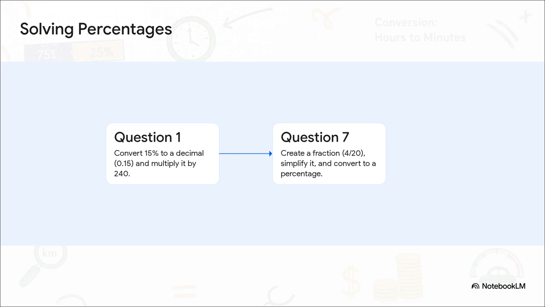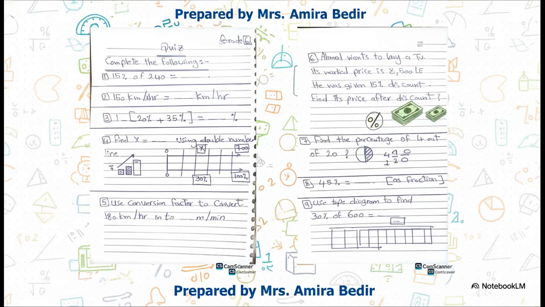For question 7, we're going the other way. We start by writing 4 out of 20 as a fraction. That simplifies down to 1/5. And remember, percent means out of 100. Well, 1/5 is the same as 20 out of 100, which means it's 20%. Ready for a couple more?